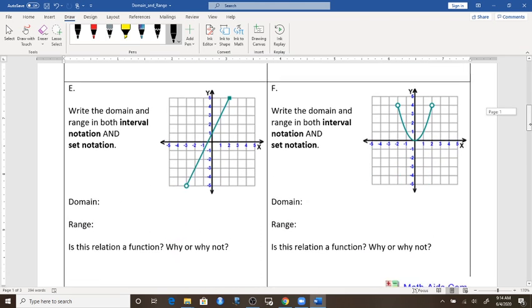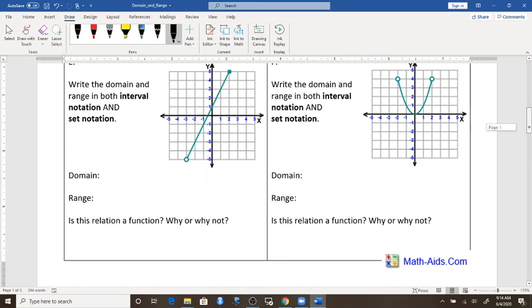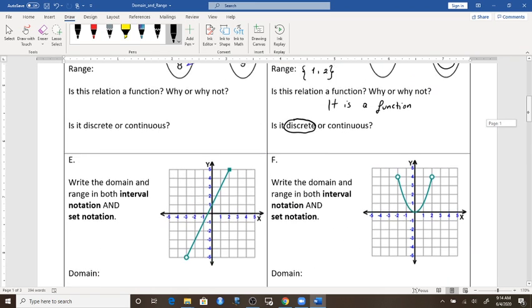Okay, alright, so let's go to the next one. So here we have a continuous relation. When we write domain and range, we should write them in both interval notation and set notation. We know it's continuous because if I want to go from one point to another on the graph, I don't need to raise my pencil. I can just keep my pencil on the paper.